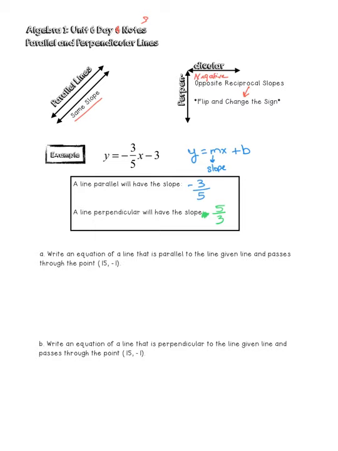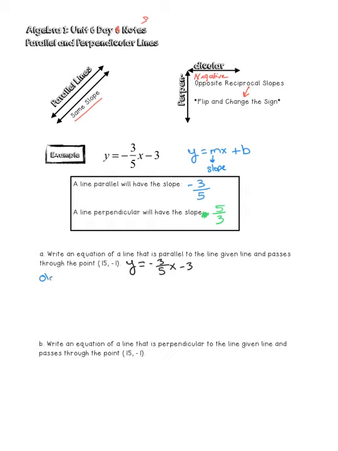Now, we're going to practice writing equations. You're going to write an equation of a line that is parallel to the line given, and passes through the point 15, negative 1. The equation is y equals negative 3 over 5x minus 3. That's our original equation. So this is how I think you should do it. This is what I've had success with.